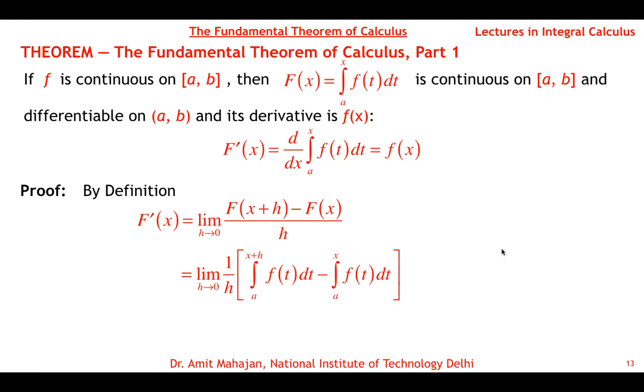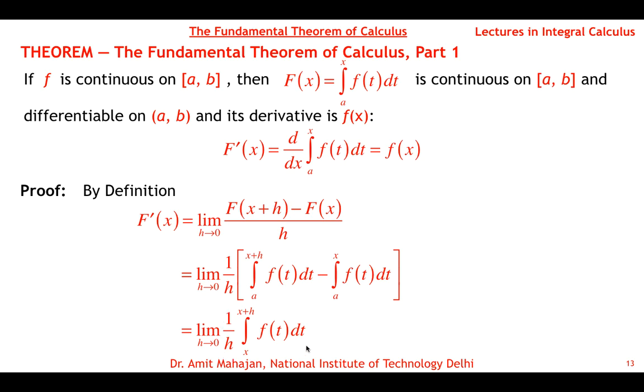If there is an interval from a to x plus h, then a to x plus x to x plus h will be the whole interval. That's the property we wrote a few slides ago. So the difference of these two integrals will be the same as the integral from x to x plus h of f(t) dt. So we have the limit as h tends to 0 of 1/h times the integral from x to x plus h of f(t) dt.